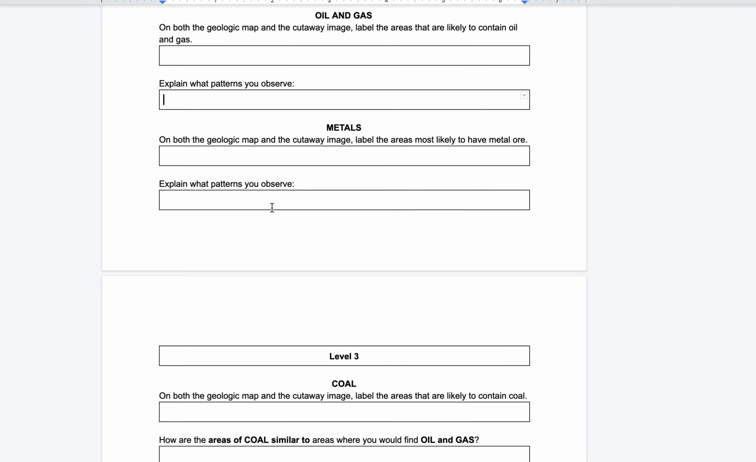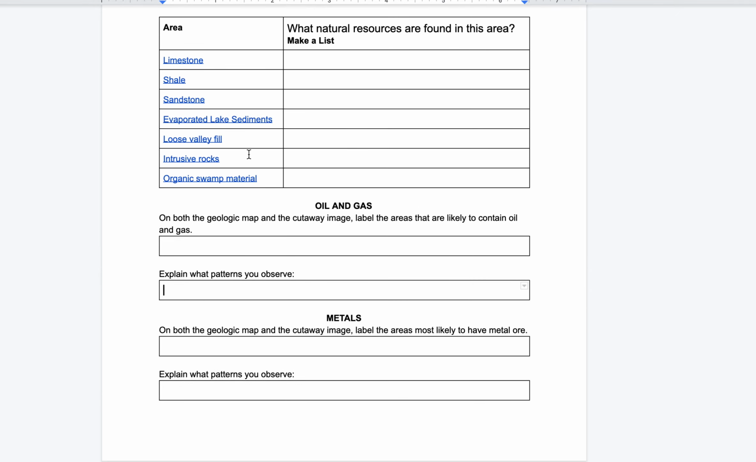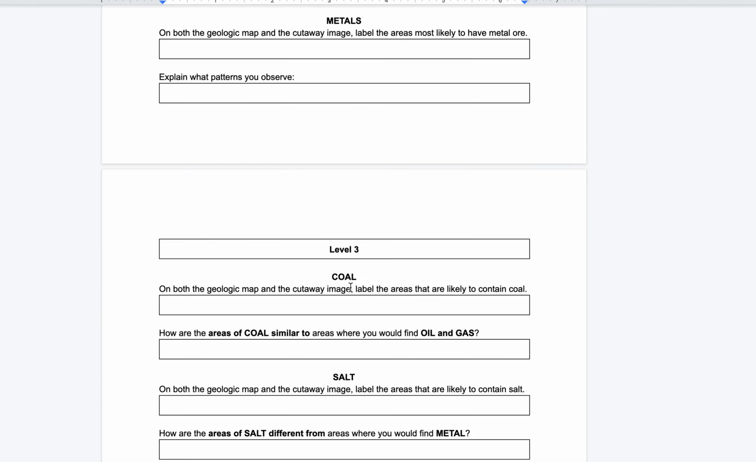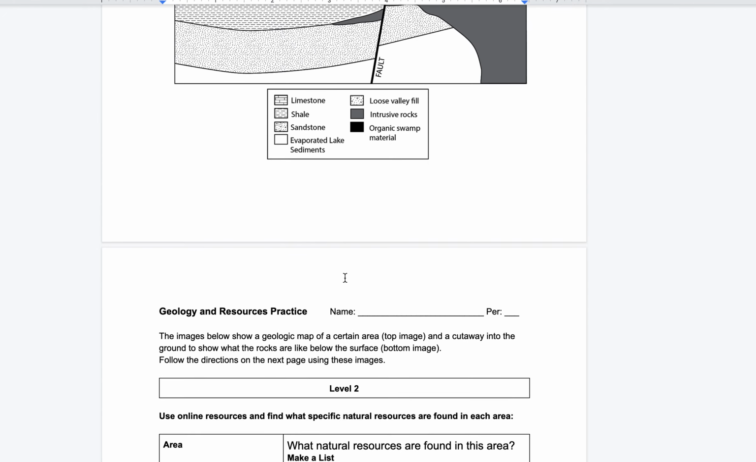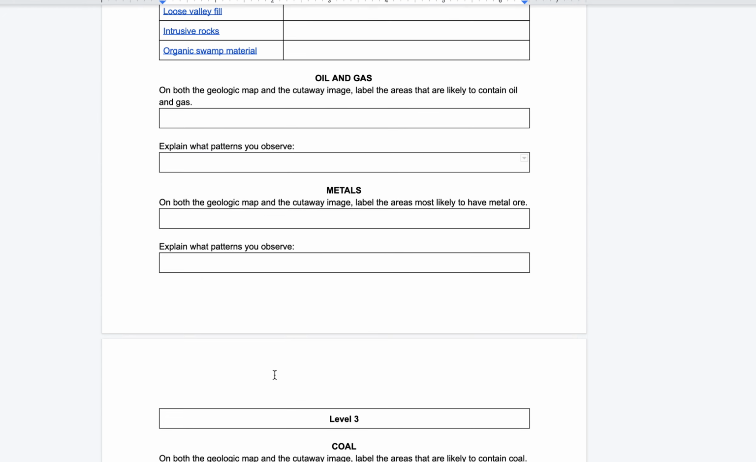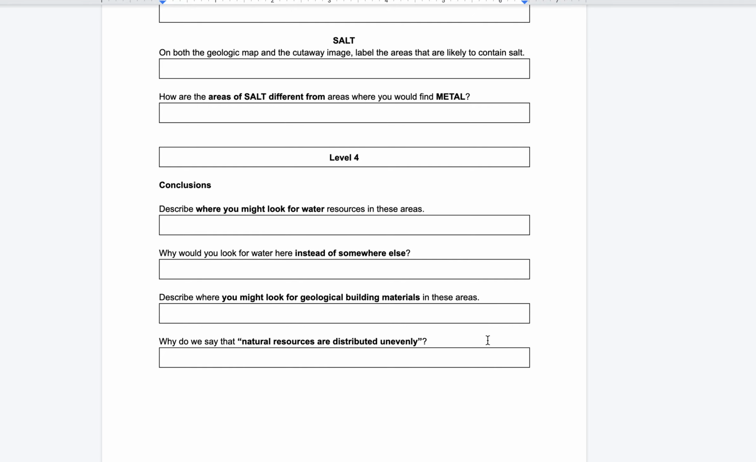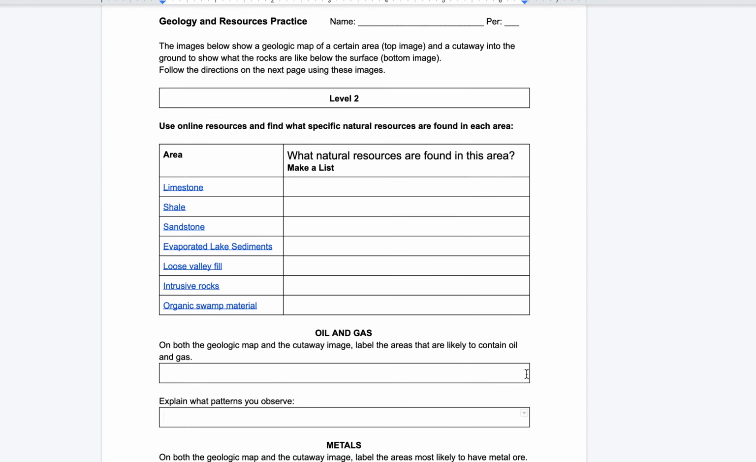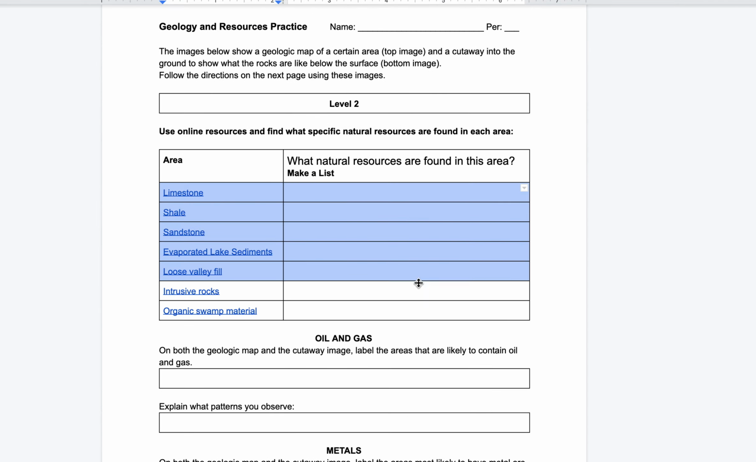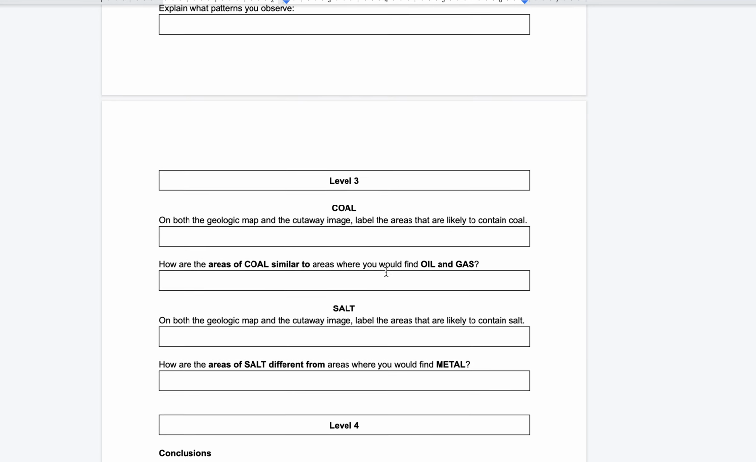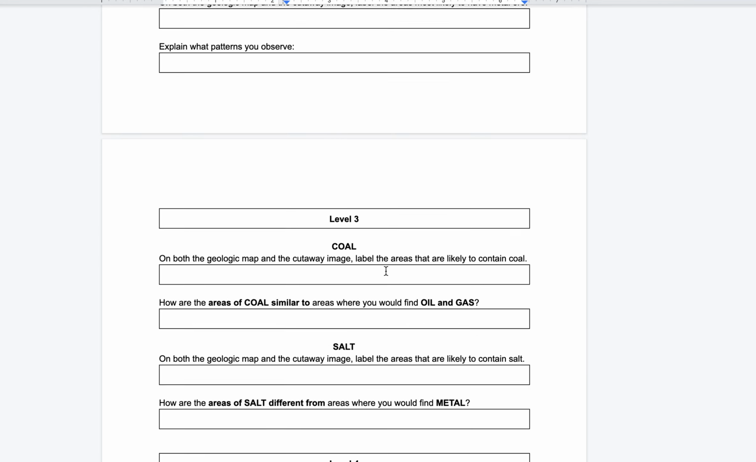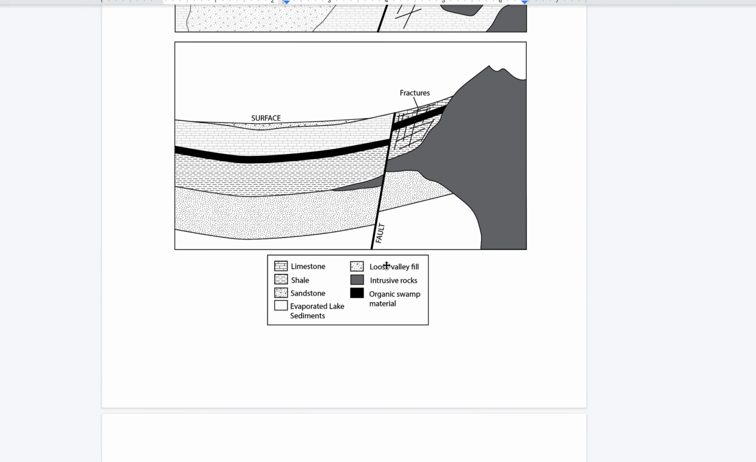Metals, same thing. Which of these contain metals, and what are the patterns? Coal and salt. Which of all of these contain coal and salt, and what are the patterns? And then just answer that. That's going to take you less time, but this is where you're going to spend most of your time, and then everything else you're going to have to look back and forth on your data to make some comparisons.